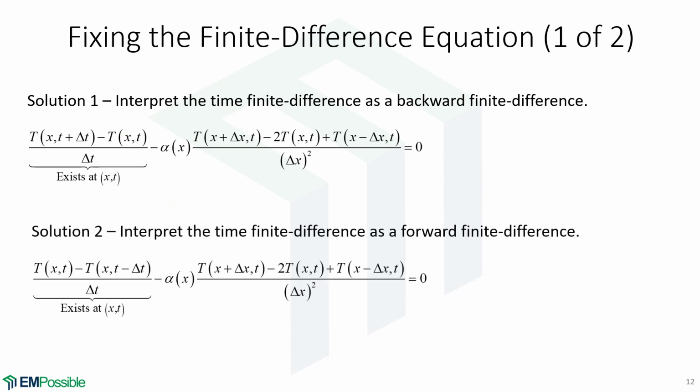Very similarly, we can just rearrange time a little bit. We can call this first term a forward finite difference. That would still exist at x and t. Cheating again, it's not unconditionally stable, and probably the simple one to go with is just solution number 1. Well, what if I want this unconditionally stable?